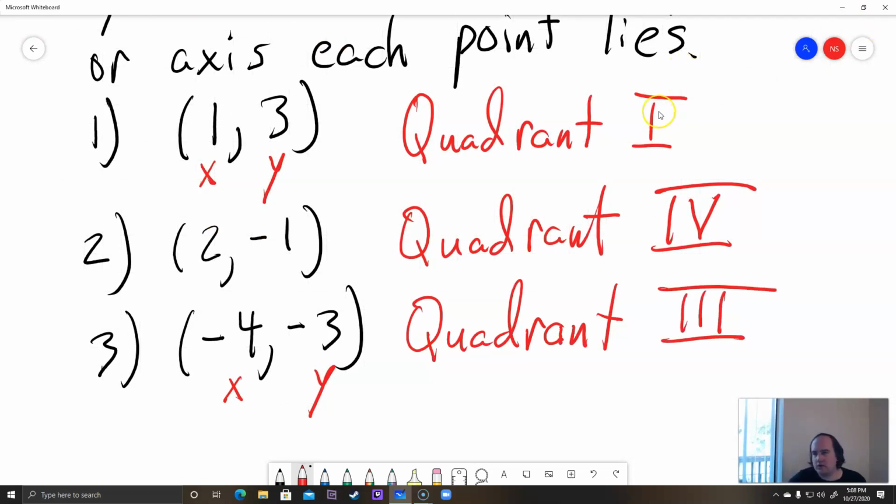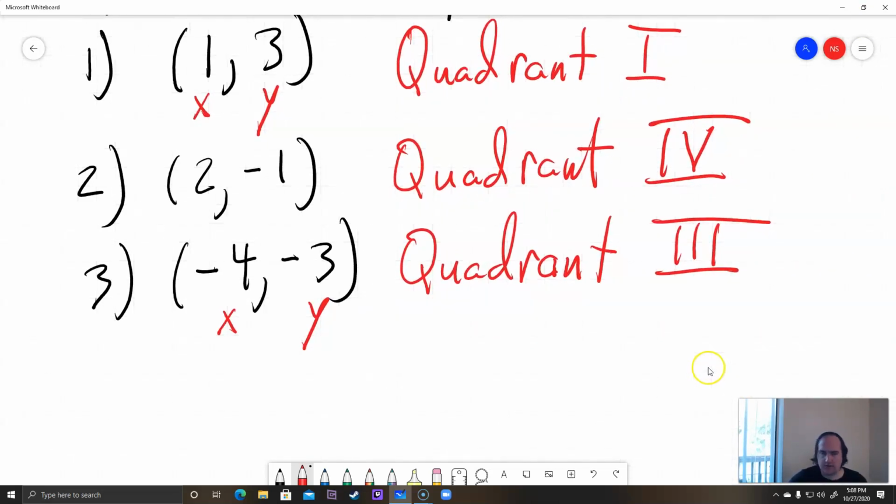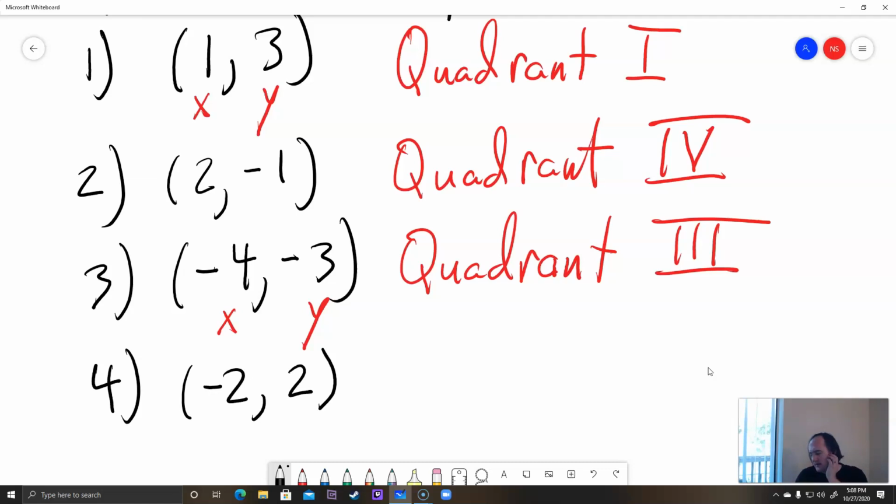We've seen quadrant 1, quadrant 4, quadrant 3, but we haven't seen quadrant 2. So let's see an example of quadrant 2 next. So number 4, we're going to be doing negative 2, comma, positive 2.